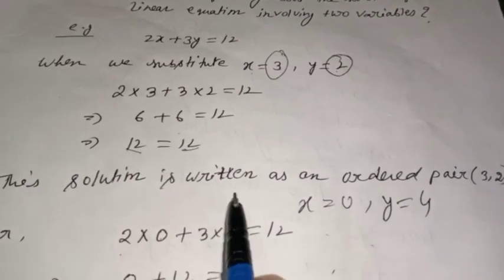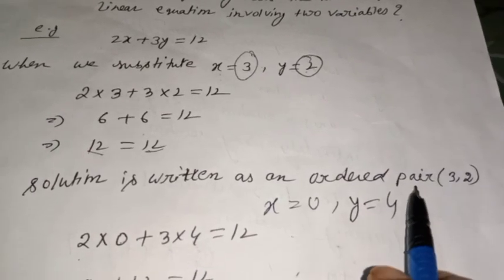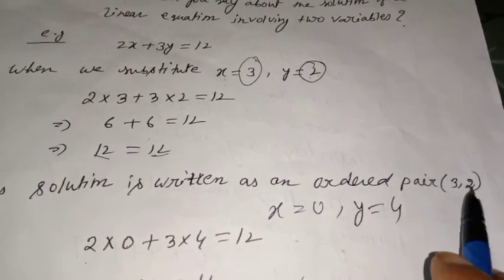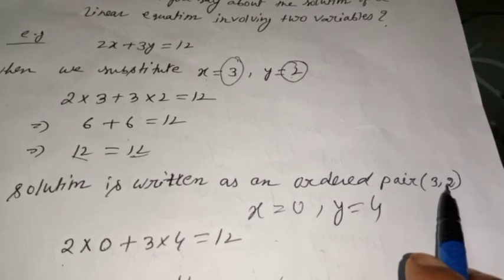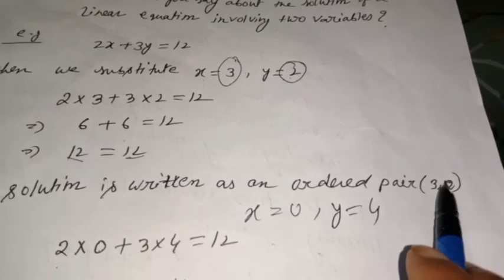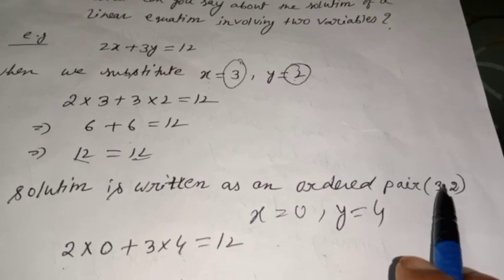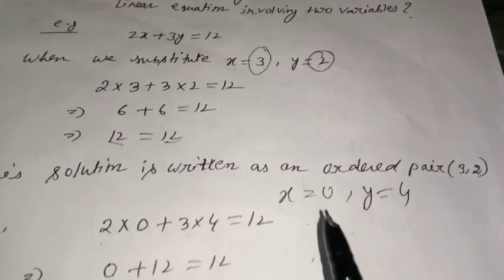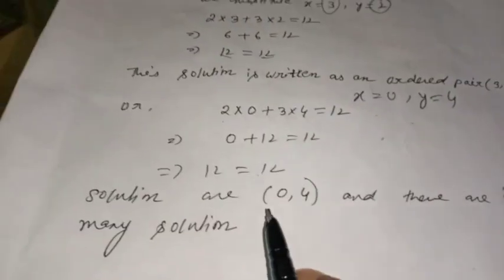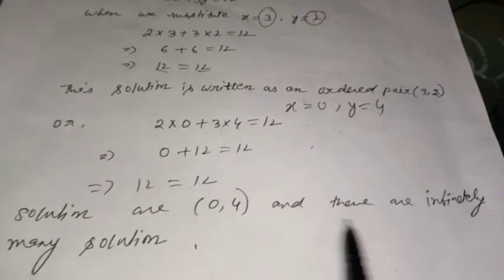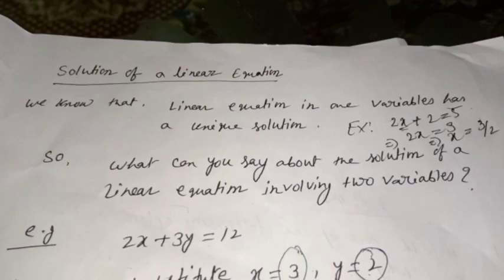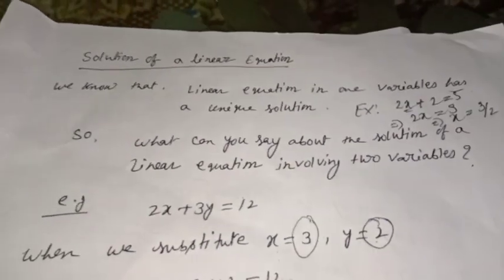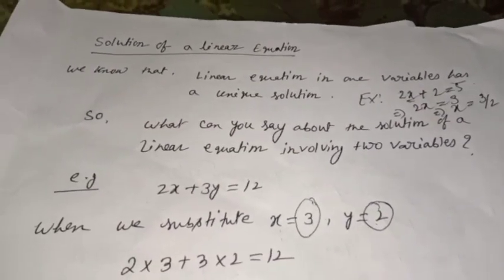And this solution is written as an ordered pair. If you take 3, 2, this is the value of x, which is written first, then a comma, then the value of y. In the case of a solution, you have to write it like that: (3, 2). Like this one, 0 and 4, you have to write (0, 4). And there are infinitely many solutions. Understood? This is the concept of solution of linear equation in two variables. Clear? Next, exercise 4.2, question number 1.